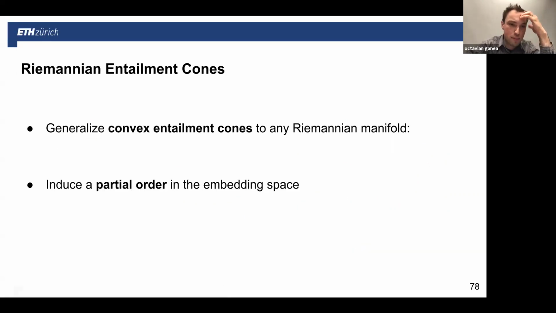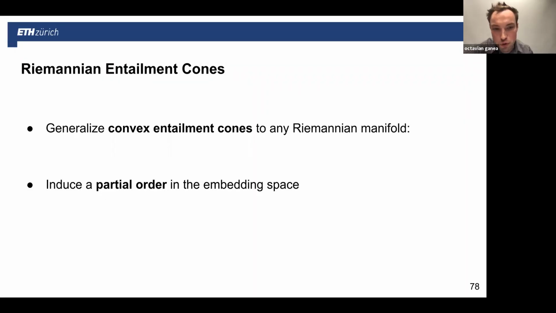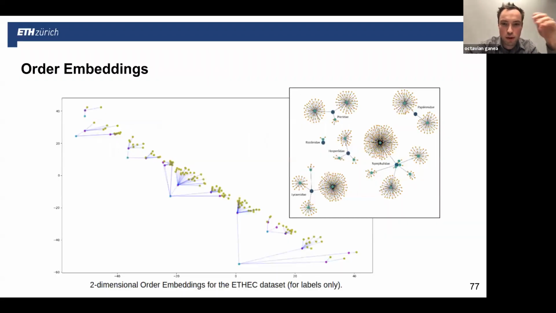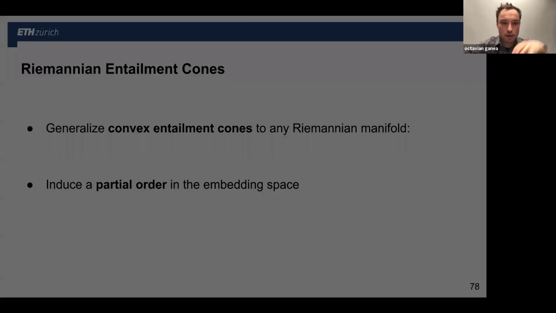So what we did in our paper was to generalize this concept of entailment cones to convex entailment cones, and we did it for any Riemannian manifold. These cones induce a partial order in the embedding space. The order being that if U is a subconcept of V, then the embedding of U should be placed inside the entailment cone of V. So, exactly like woman is a subconcept of person, then it has to be embedded in the entailment cone of person.